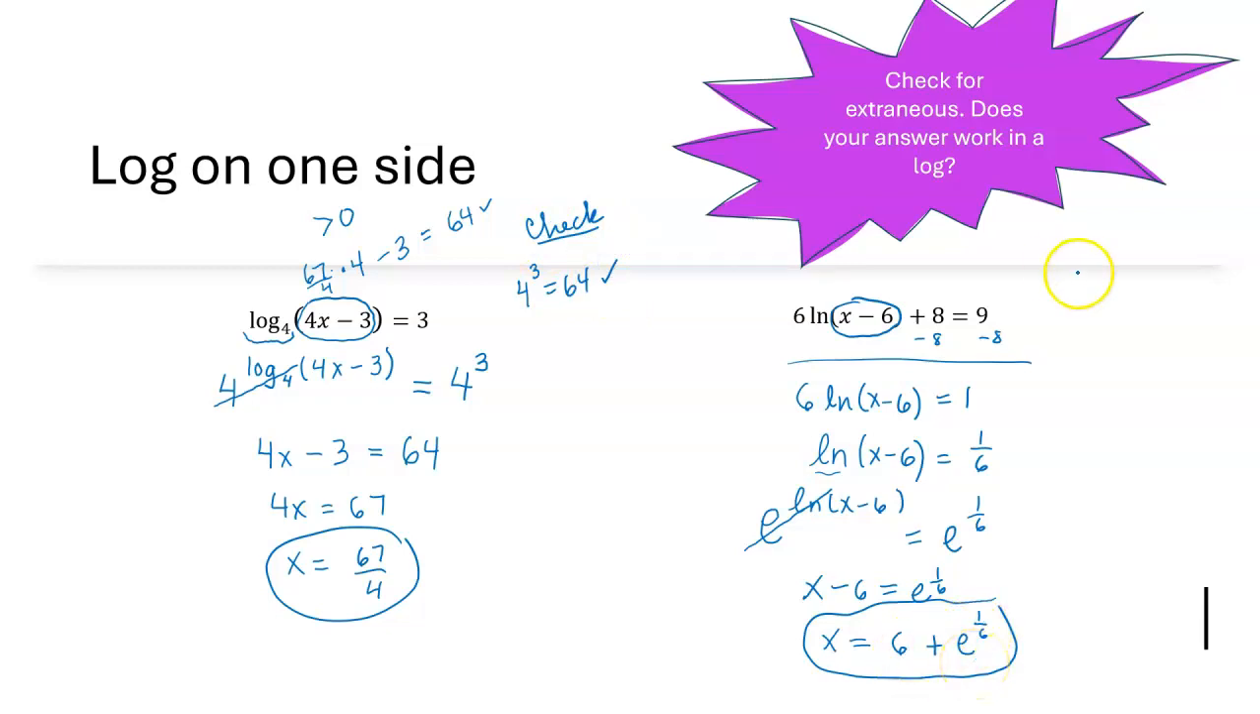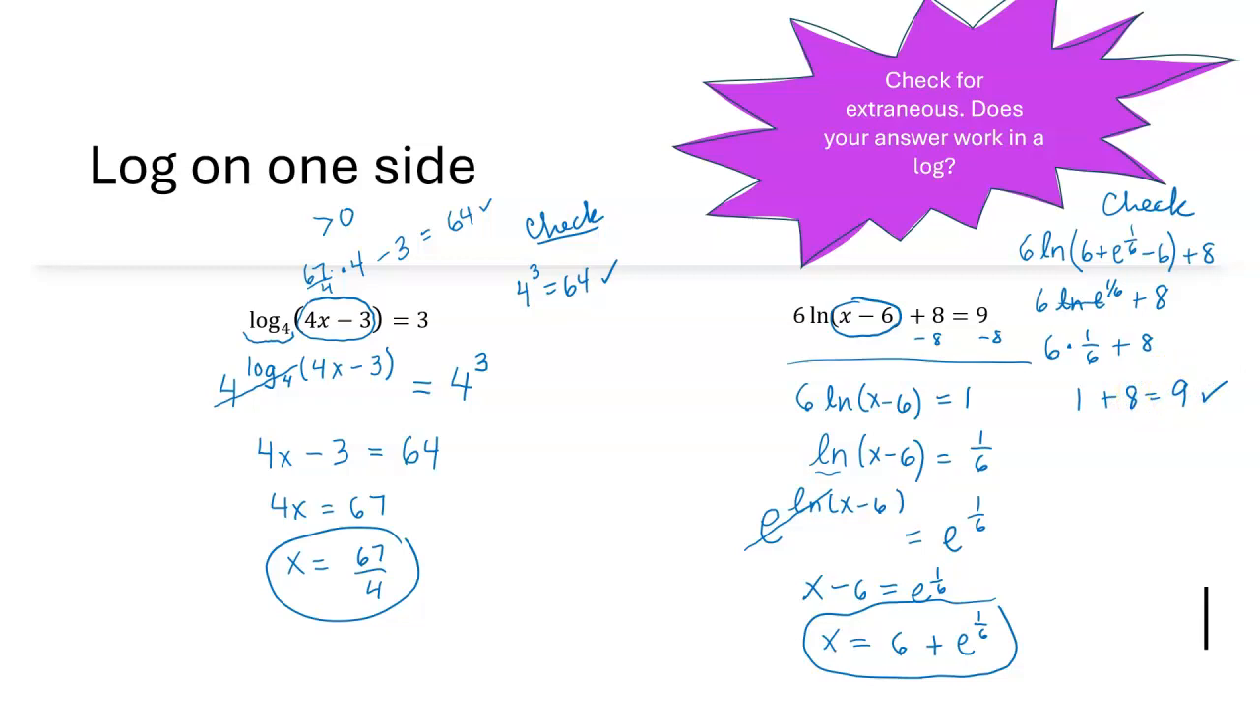Here, I have 6 natural log of 6 plus e to the 1/6 minus 6 plus 8. And I get 6 natural log of e to the 1/6, which is bigger than 0. So it's not extraneous, but we're just checking our answer. Natural log and e break down, so I have 6 times 1/6 plus 8. And is it true that 1 plus 8 is 9? For sure. And so that's a good check.